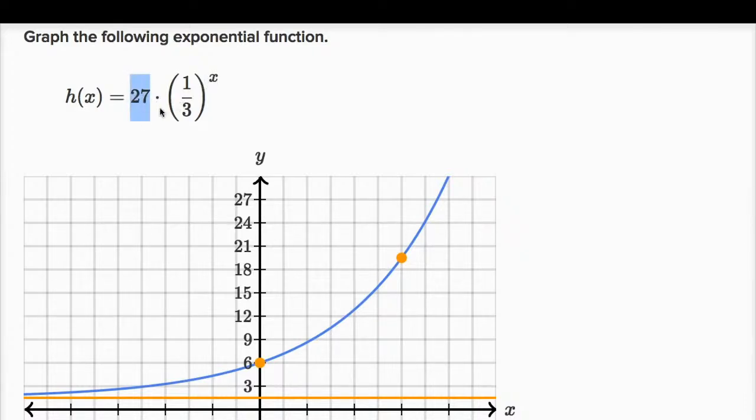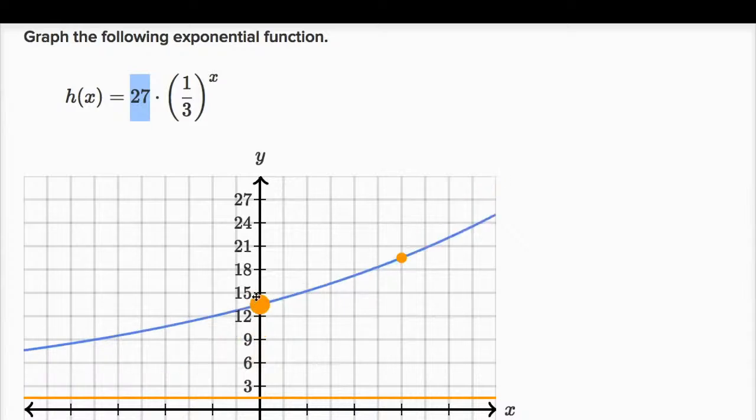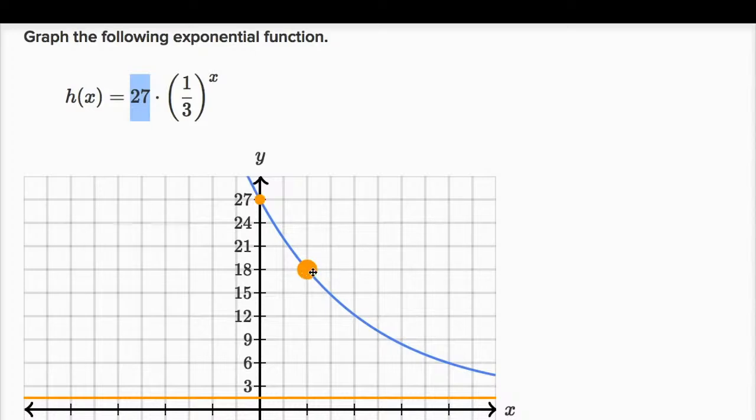That's why we call this number, when you've written it in this form, the initial value. So when x is equal to 0, h of x is equal to 27. And we're graphing y equals h of x. So now let's graph another point. When x is equal to 1, what is h of x? It's going to be 1/3 to the first power, which is just 1/3. And so 1/3 times 27 is going to be 9. So when x is 1, h of 1 is 9.